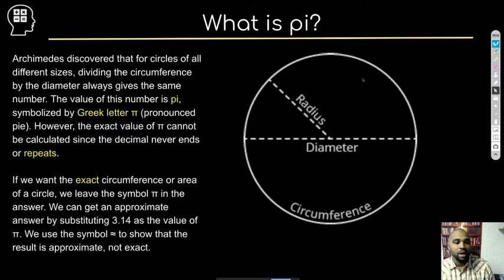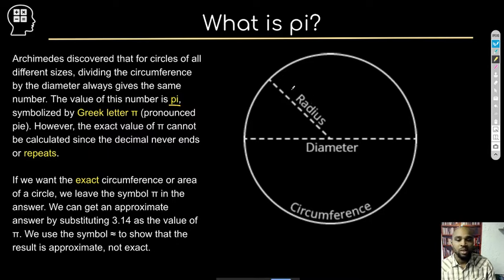So what is pi? And this big idea. You may have been familiar with hearing it as 3.14, or seeing the symbol, but Archimedes discovered that for all circles of different sizes, no matter what the size is, small or large, dividing the circumference by the diameter always gives us the same number. The value of this number is what we call pi. So no matter what, you take the circumference, this distance, and you divide it by the diameter, you always come up with the same number because it's telling you something about the relationship between the circumference and the diameter. It's never going to change.